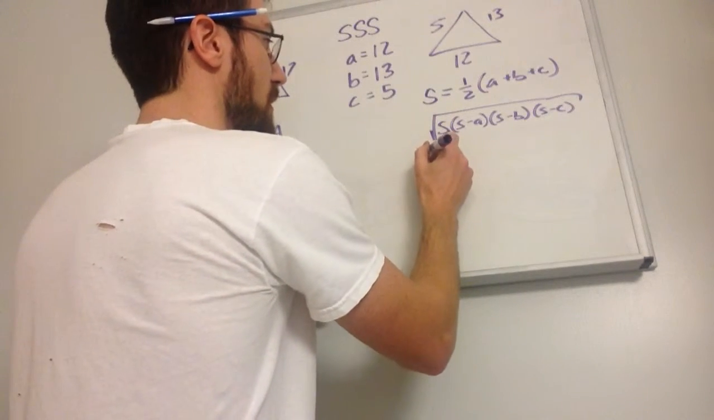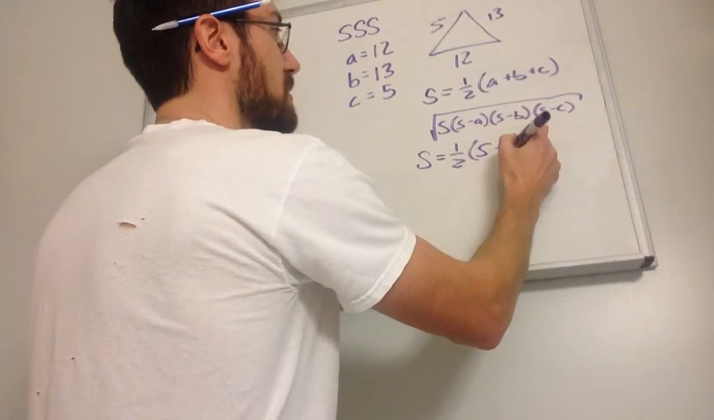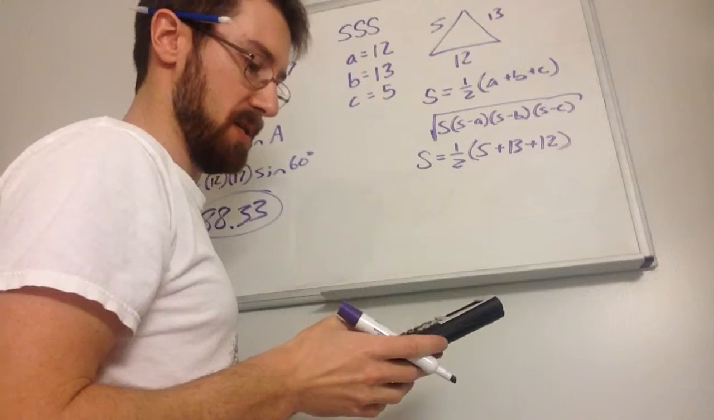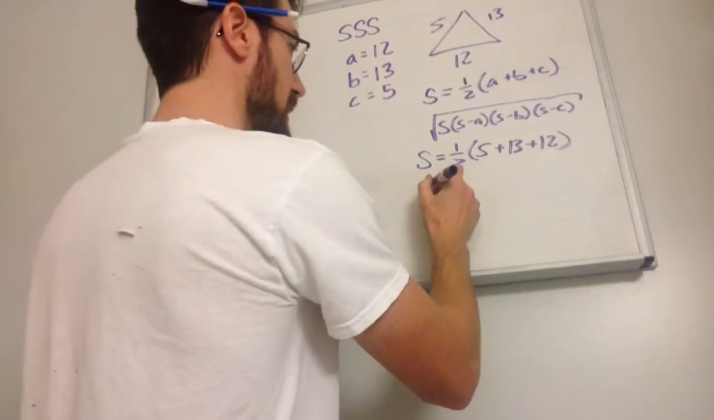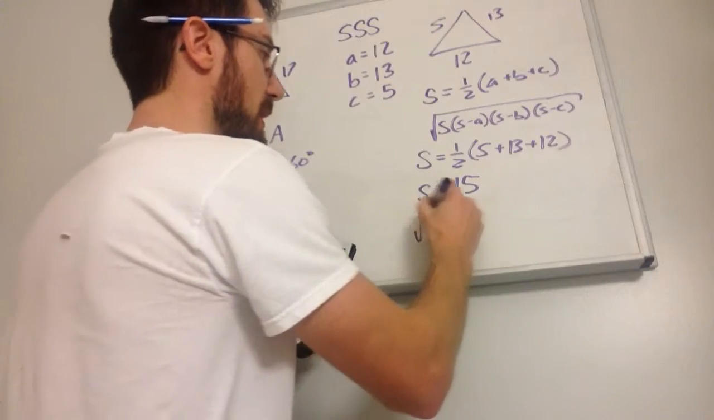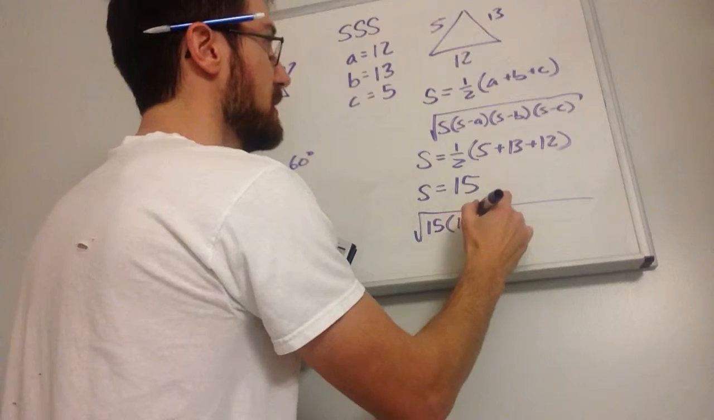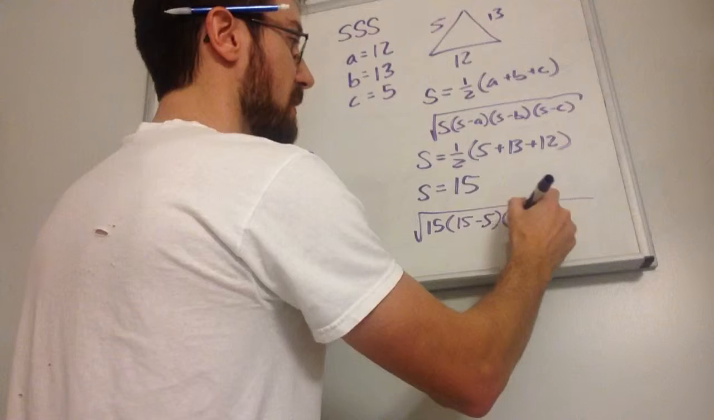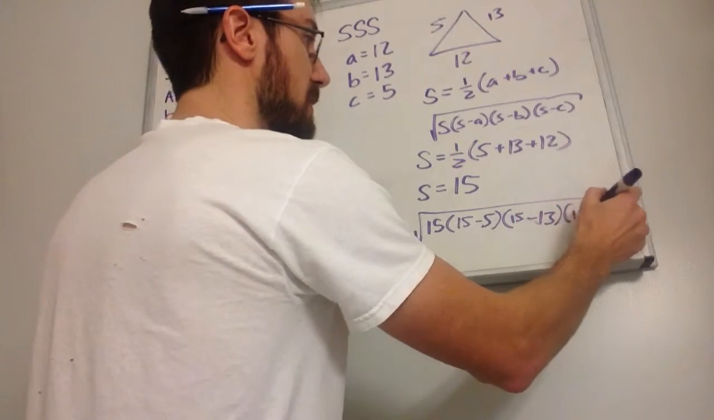So first thing here, I want to find S, which is 1/2 of 5 plus 13 plus 12. I guess I could have done this one in my head. S is going to be equal to 15. Now I can plug that in: 15 times 15 minus all three sides. So a 15 minus 5, a 15 minus 13, and a 15 minus 12.